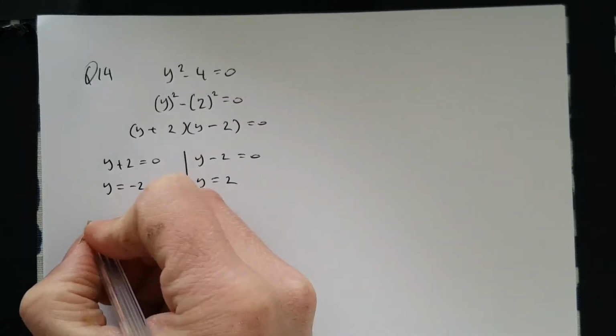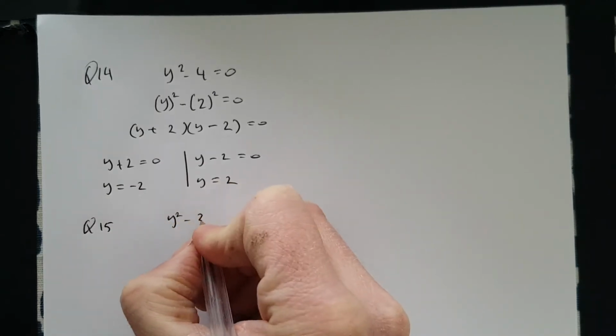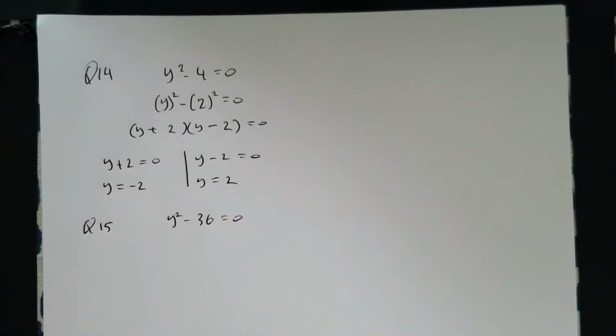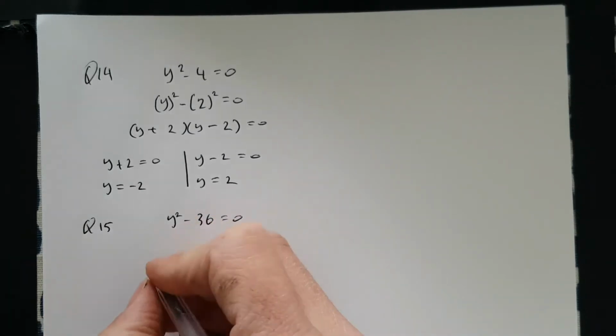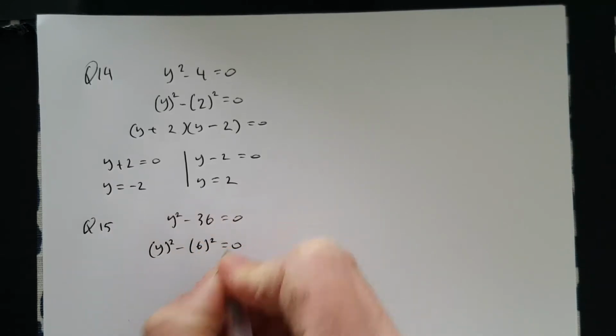Okay? Now, next one was question 15, which was y squared minus 36 is equal to 0. So we're going to approach it in exactly the same way. You can see here that this is, again, the difference of two squares because it can be written as y to be squared minus 6 to be squared is equal to 0.